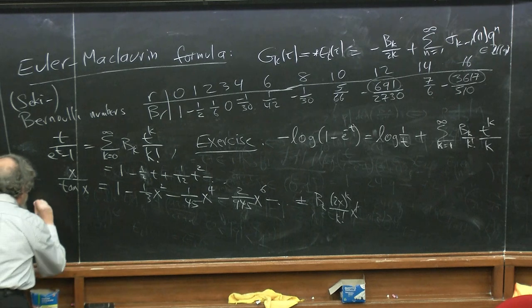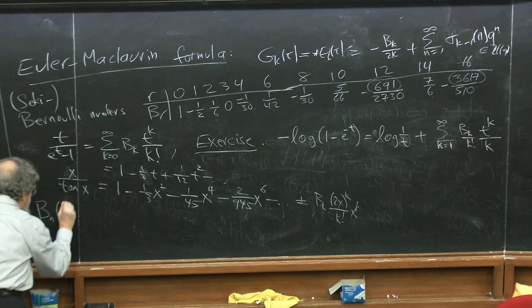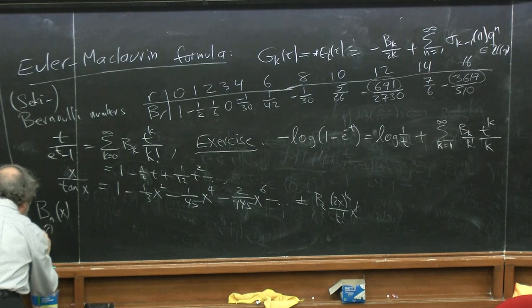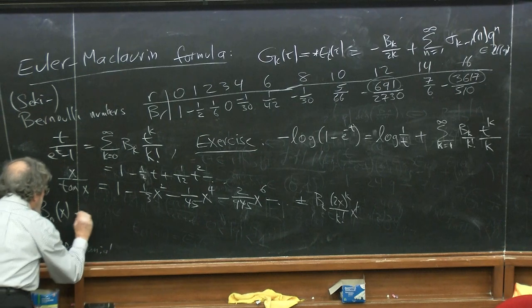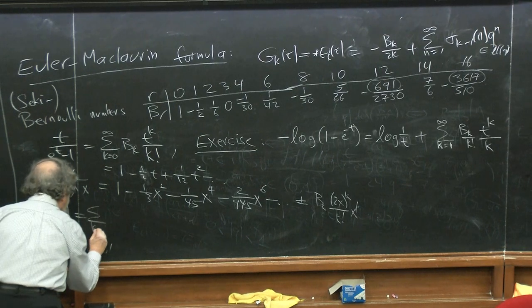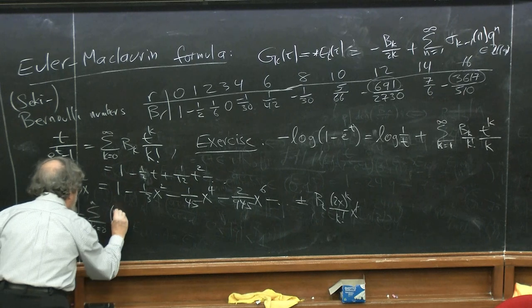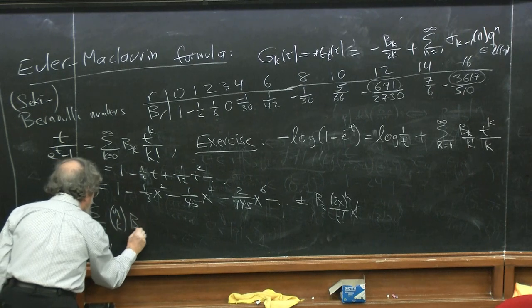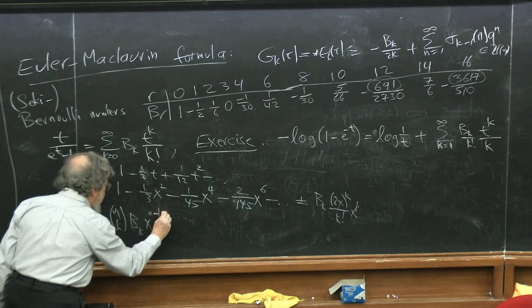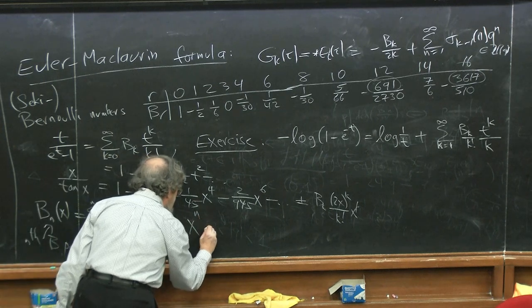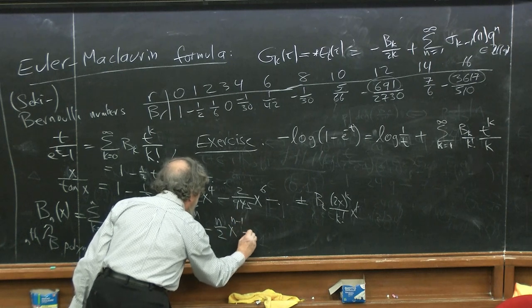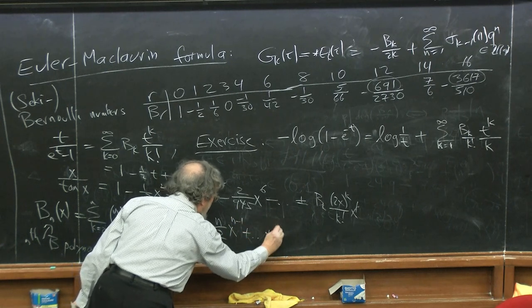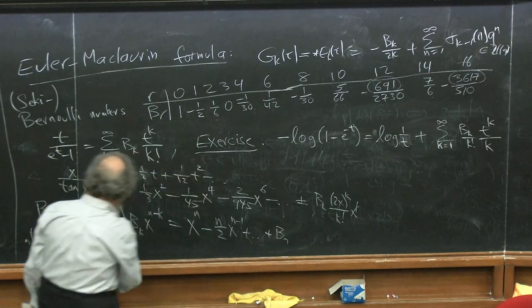Then, as I told you last time, B_n(x), the nth Bernoulli polynomial, is usually defined in most books by the sum over k from 0 to n of binomial coefficient, b_k, x to the n minus k. So this is a monic polynomial of degree n. It starts x^n. The next term is minus n over 2, x^(n-1). And the last term is always b_n.